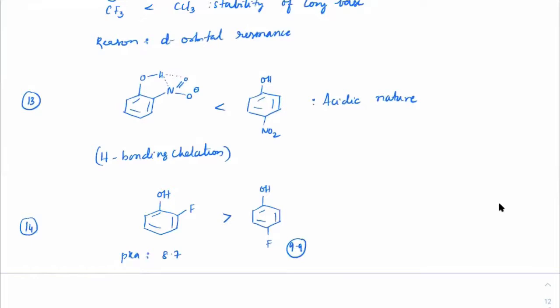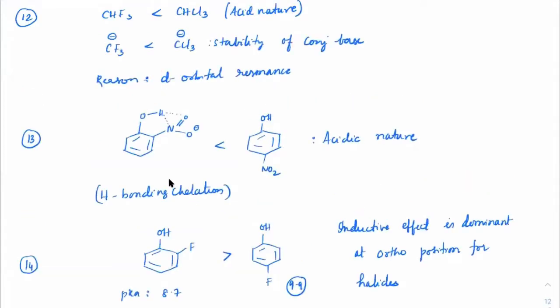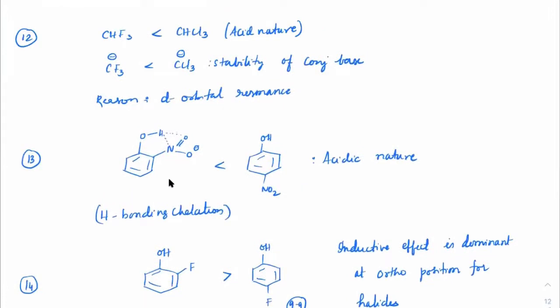If it is ortho, that will always be more acidic. If it is meta, slightly less. Para, even less. Okay. So here inductive effect is very much dominant. Inductive effect is dominant at ortho position. So while we discuss phenols, these are some things you should take care of.